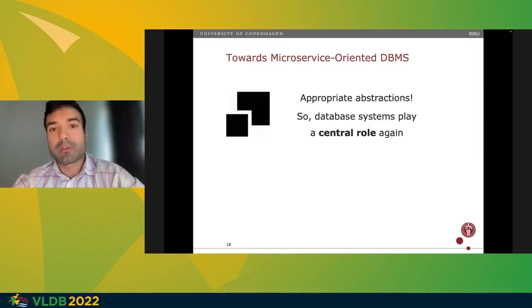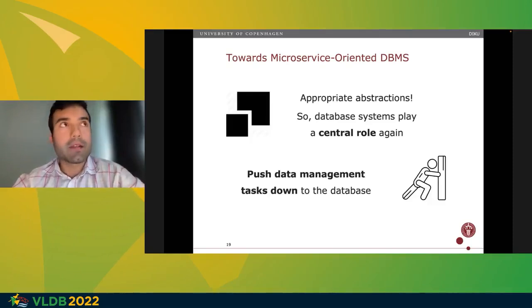So it's important to provide appropriate abstractions to developers. So database systems play a central role again. How can we do that? We believe that it is important to better understand what is going on with the application and provide a better division of tasks between the application and database. If we can push down data management tasks to the database, it is better.